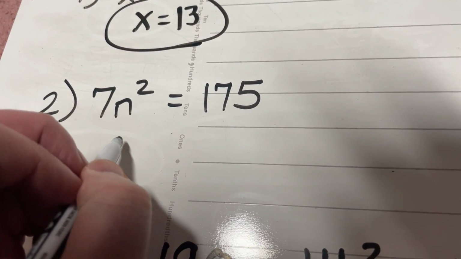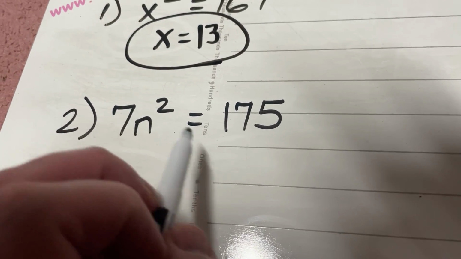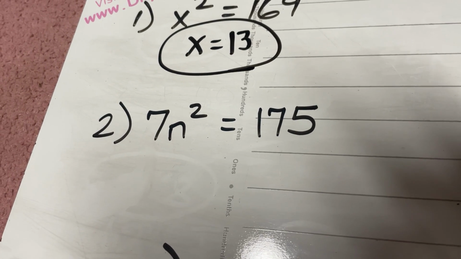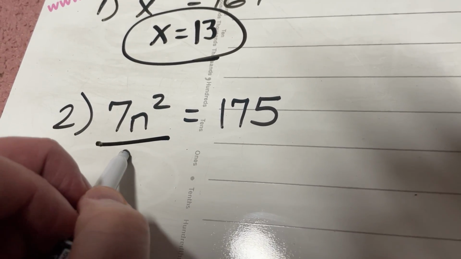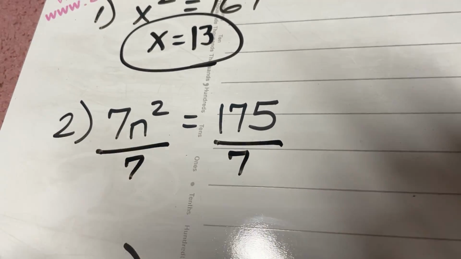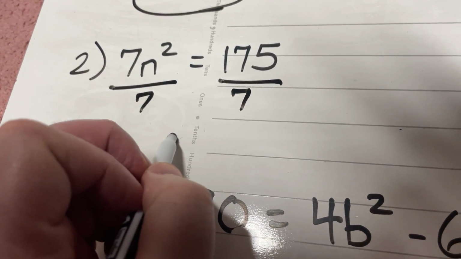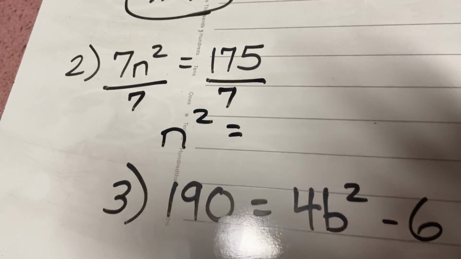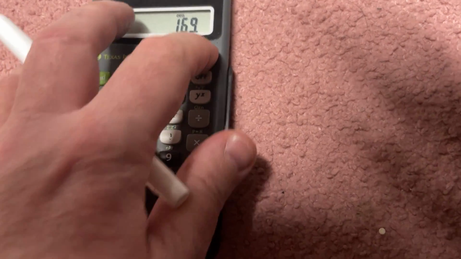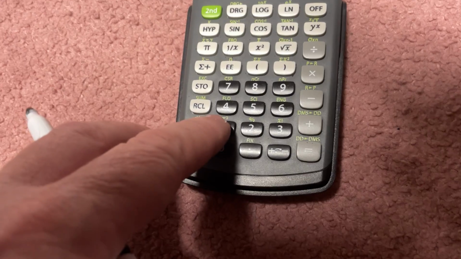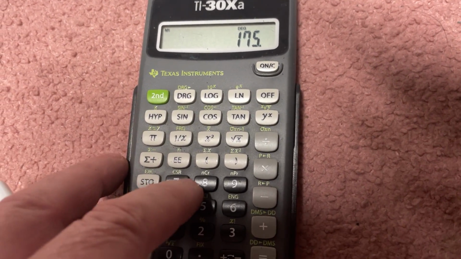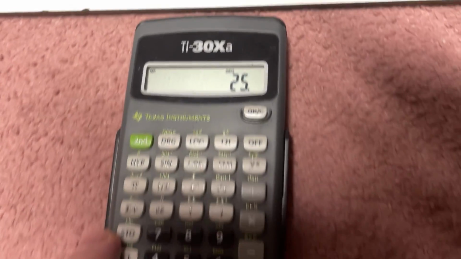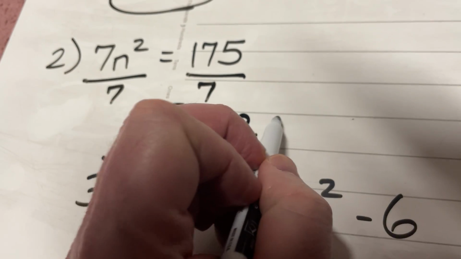So what I'm going to do is go through what I know about equations and isolating the variables. The first thing I want to do is isolate the variable by dividing everything by 7. That gives me n to the power of 2 equals, and I'm going to clear my calculator and do 175 divided by 7. And that equals 25. All right, so n squared equals 25.